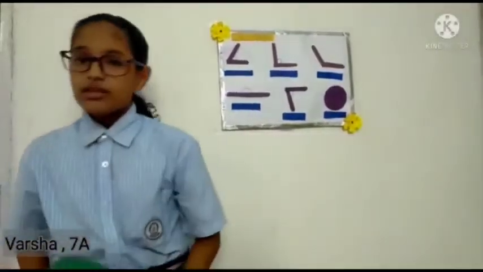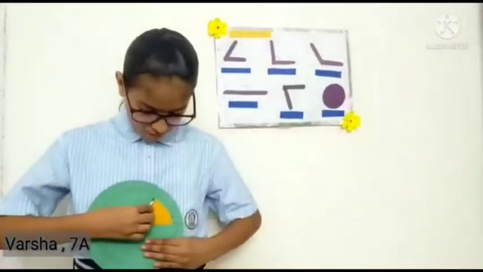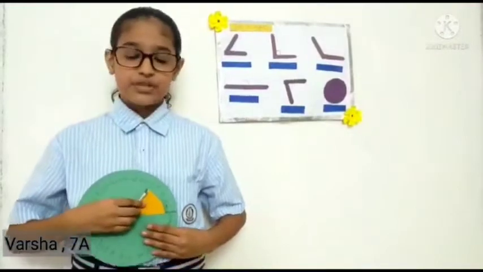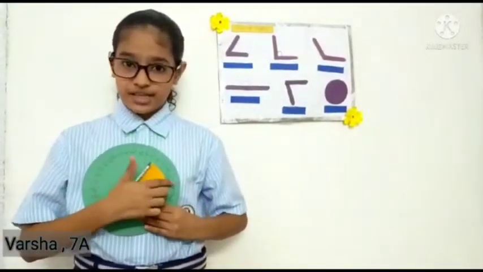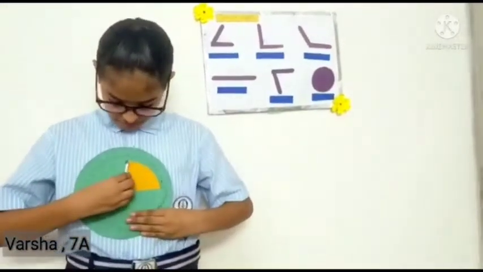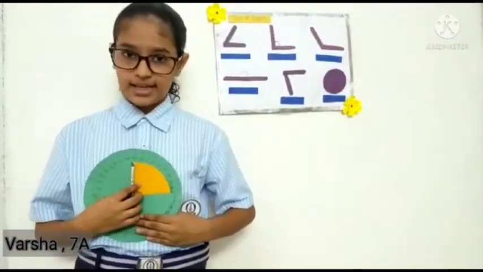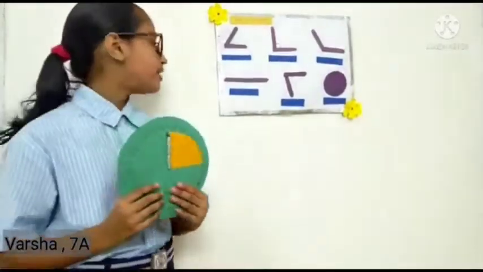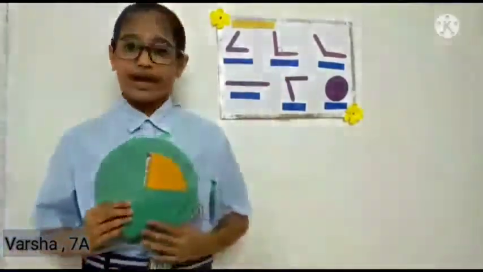Now let's start. So the first angle we have is an acute angle. Acute angle measures less than 90 degrees. So this is acute angle. So here it measures 50 degrees as you can see. Next we have right angle. So a right angle exactly measures 90 degrees as you can see here and on the figure. So this is an acute angle and this is a right angle.